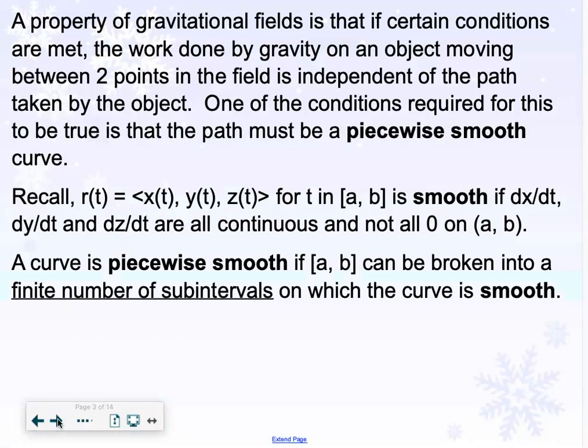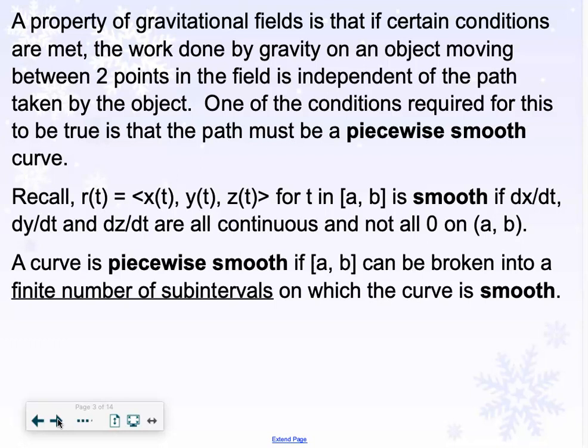So, a property of gravitational fields is that if certain conditions are met, the work done by gravity on an object moving between 2 points in the field is independent of the path taken by the object. One of the conditions required for this to be true is that the path has to be piecewise smooth. We learned what smooth means back in chapter 13. In case you've forgotten, smooth means that all of your derivatives are continuous and they don't all equal 0 at the same time, right?